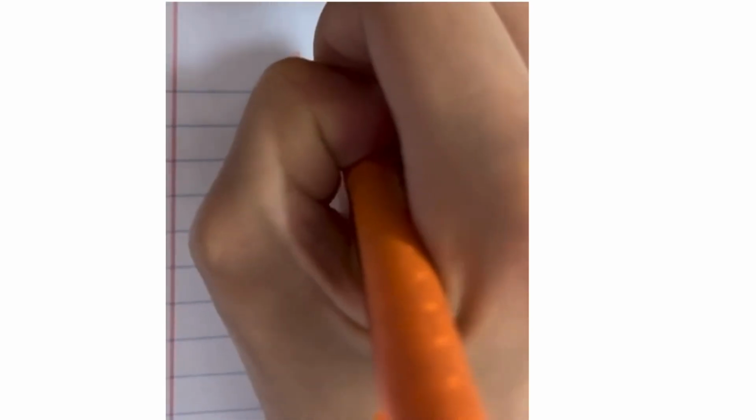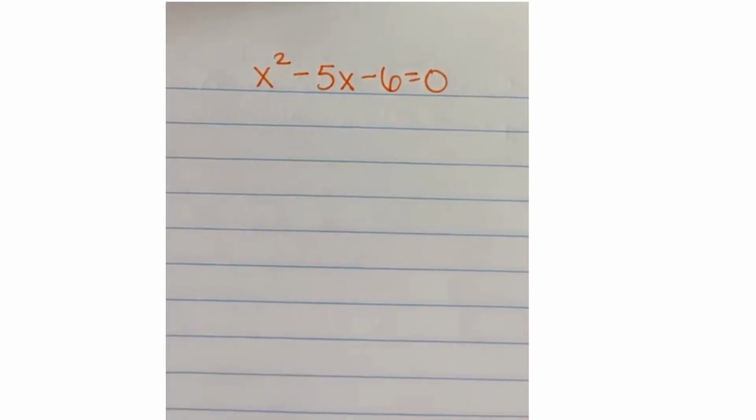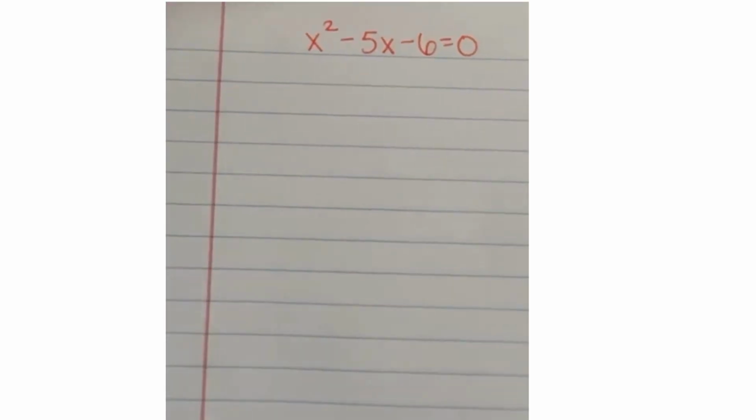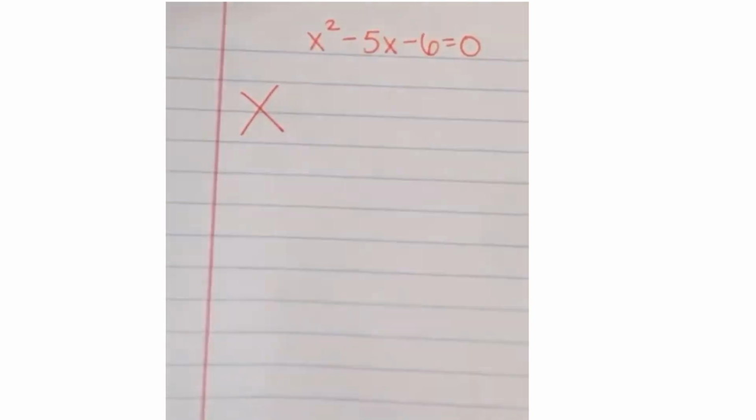I'm going to teach you a quick way on how to factor quadratic equations. I call this the factoring butterfly method. So for example, you might have an equation like x squared minus 5x minus 6 equals 0, right? You can use the factoring method by first drawing a big X.